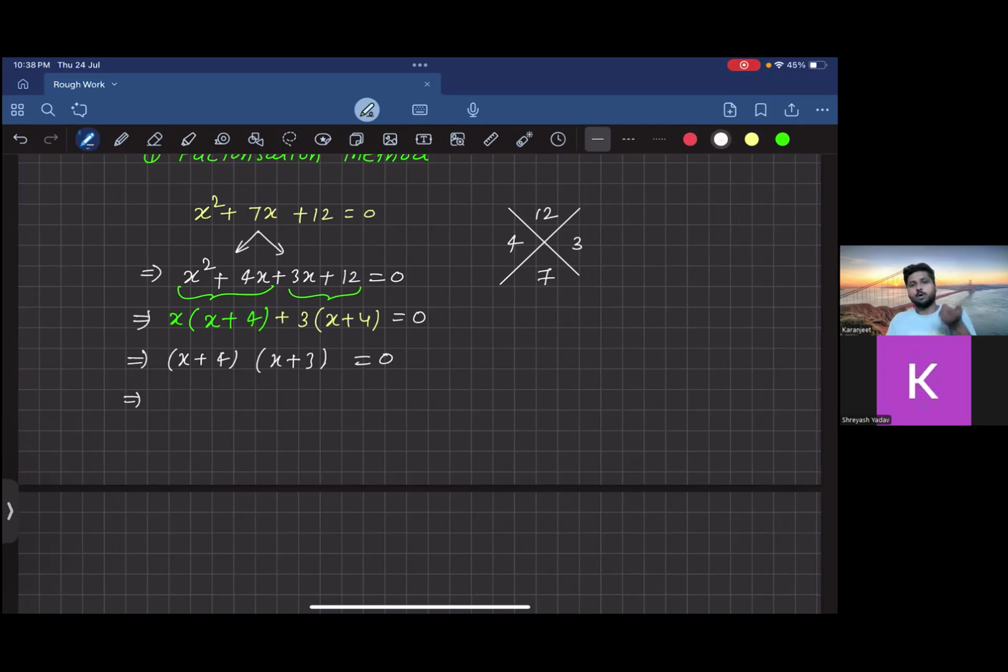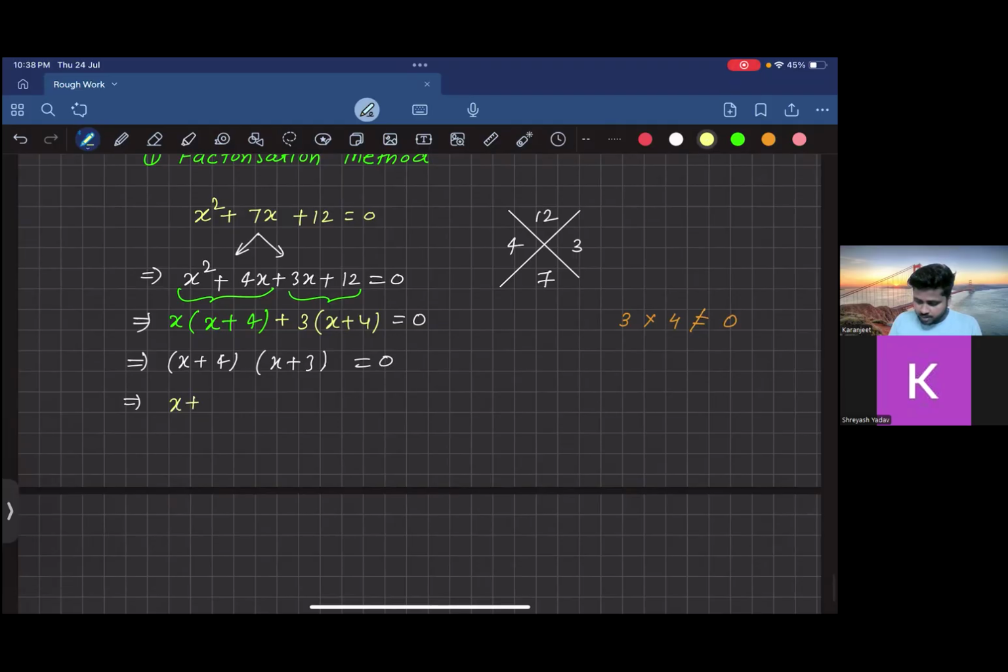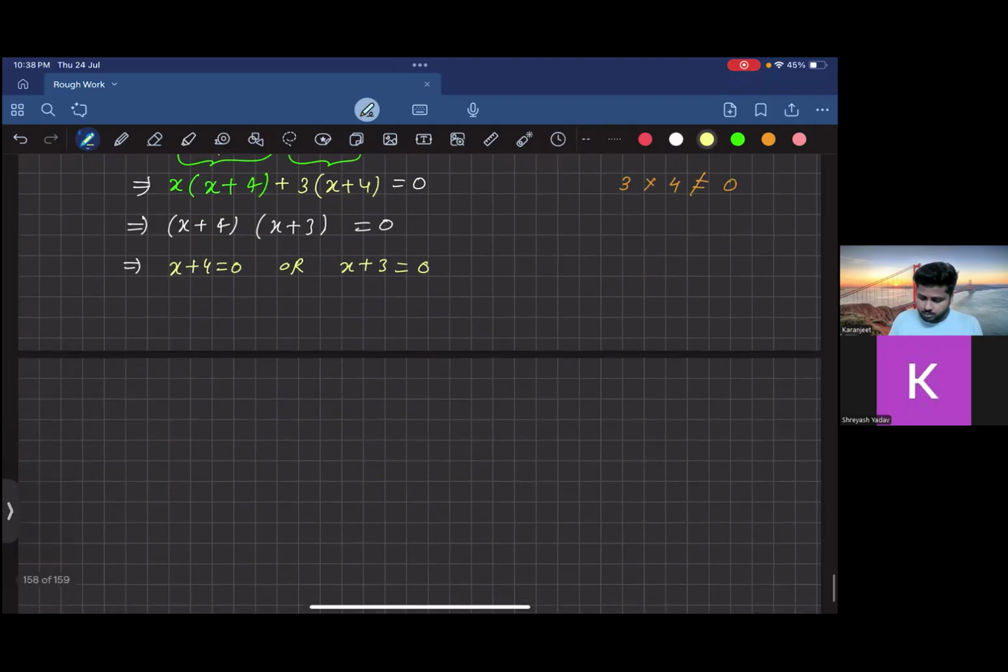Now I see product of any two numbers. Let us take the two numbers 3 and 4. The product of these two numbers is equals to 0? No. When the product of two numbers is going to be 0? If either one of them is 0 or both of them is 0. So either x plus 4 is 0 or x plus 3 is equals to 0. Understanding? So from here, I'll get x is equal to minus 4 or x is equal to minus 3.